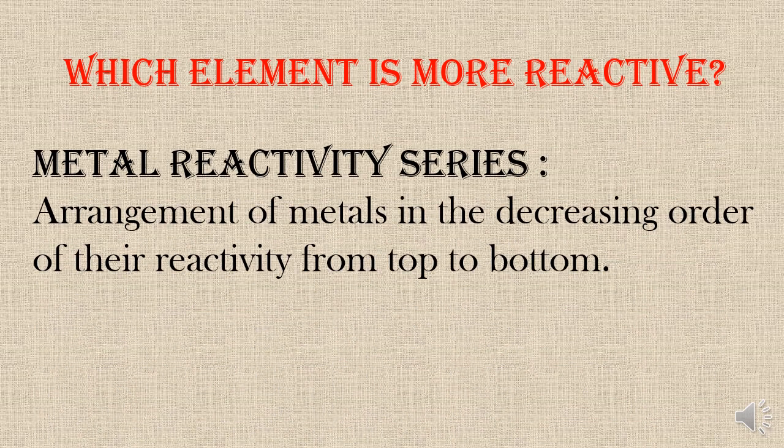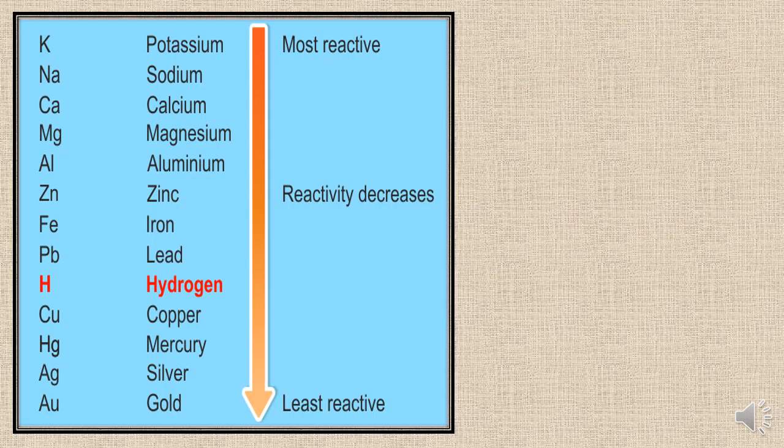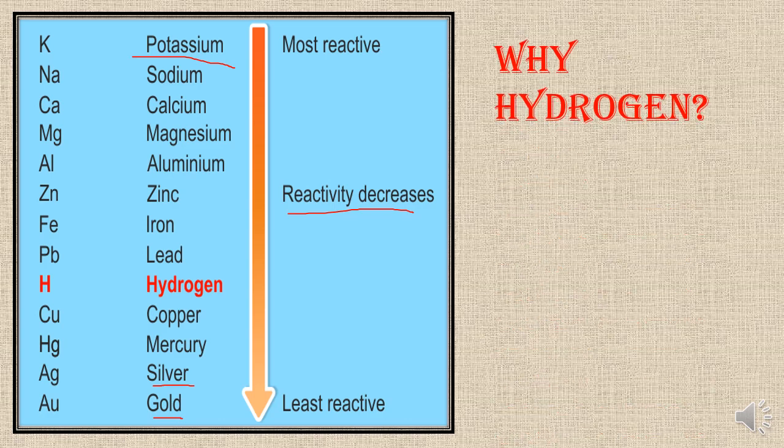Now, how do you know that one element is more reactive than other? From the reactivity series. Let's first look at the metal reactivity series. Here, the metals are arranged in the decreasing order of their reactivity. Metals at the top are the most reactive. As we move down the reactivity series, the reactivity decreases. For example, potassium is the most reactive and gold and silver are the least reactive elements or metals.